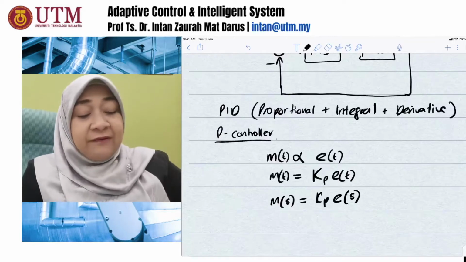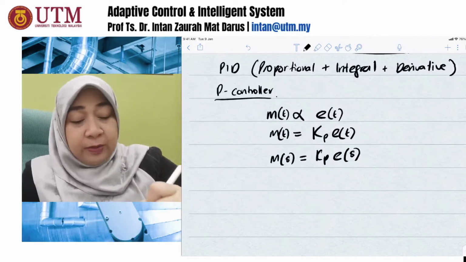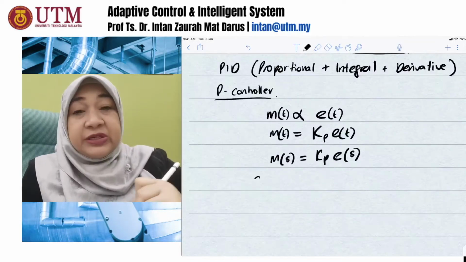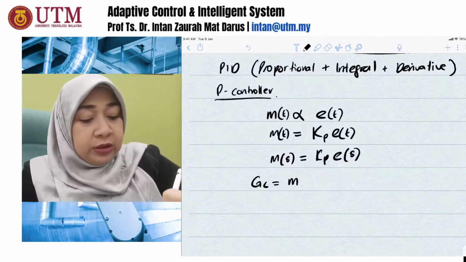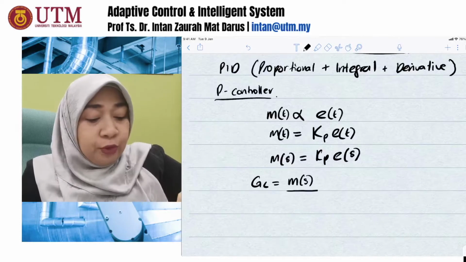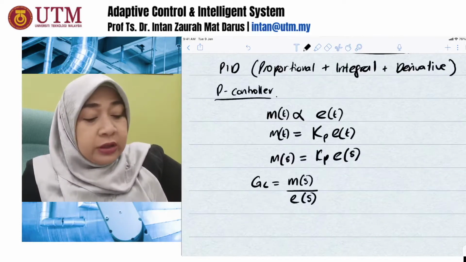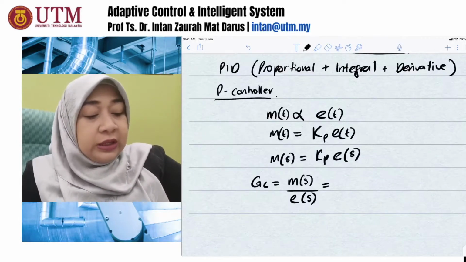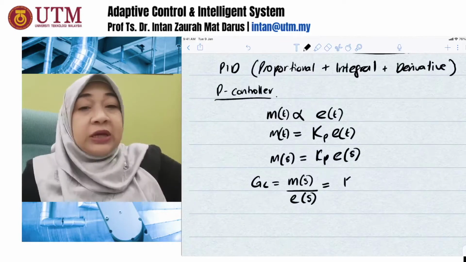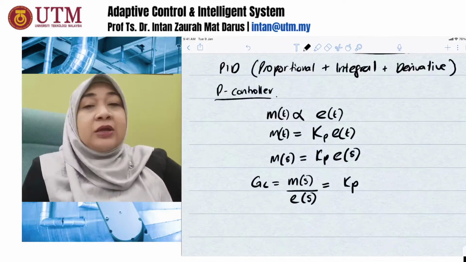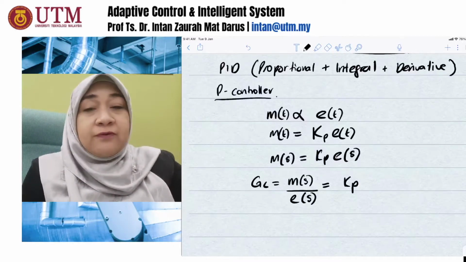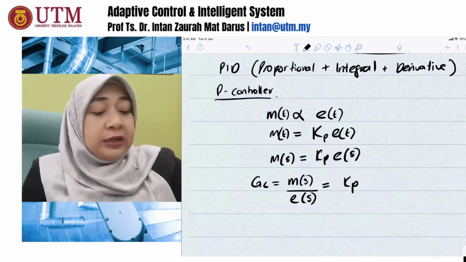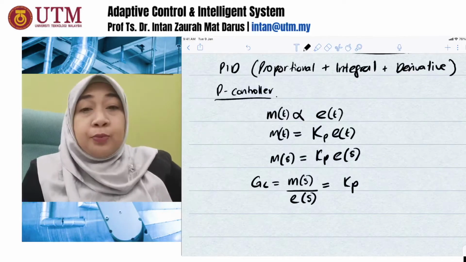So for the transfer function of your controller, when we talk about transfer function, normally I will use Gc. Gc is equal to the output from your controller divided by the input that is given to your controller. Therefore, the controller now becomes just Kp. So your controller is just a gain with a value from 0 until infinity. Okay, and this is called a proportional controller.